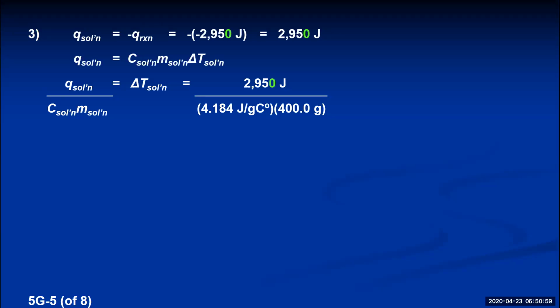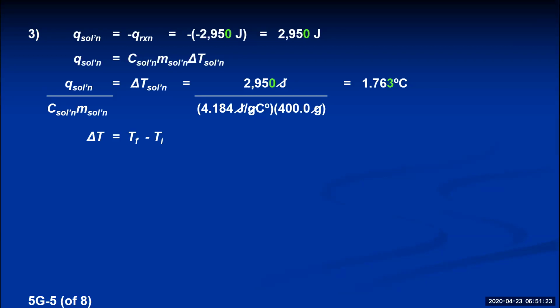And in the lab, you would actually have to measure the mass of the solution to do this calculation, and they said it was measured to be 400.0 grams. The joules and the grams cancel out, the Celsius degrees flip to the top, and so therefore we would predict that the temperature rise in the water would be 1.76 degrees Celsius. Now, this is the change in temperature, 1.76.